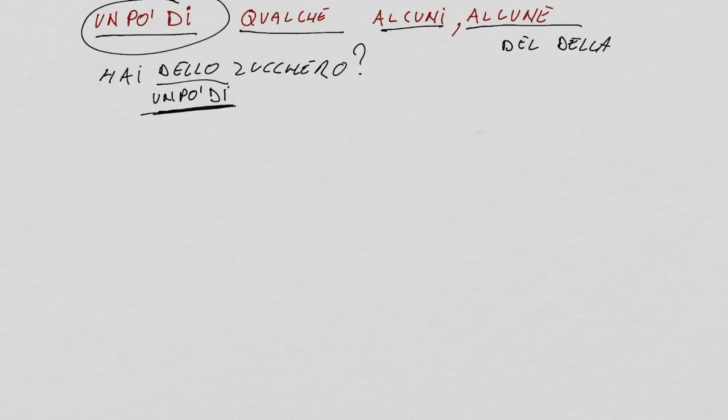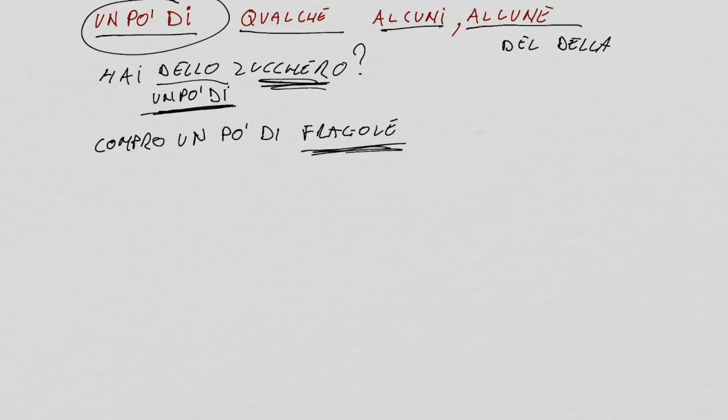In this case, un po' di indicates an unspecified amount of something, but it can also indicate an unspecified number of something. Let me give you another example. I buy some strawberries. How would you say that in Italian using the phrase un po' di? Compro un po' di fragole. So you see that you can use un po' with singular nouns, un po' di zucchero, or with plural nouns, un po' di fragole. The phrase doesn't change. It's always un po' di.